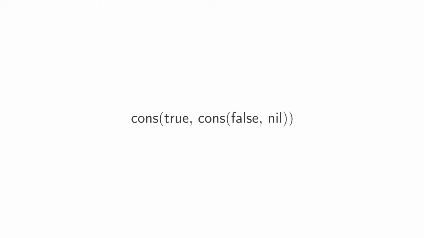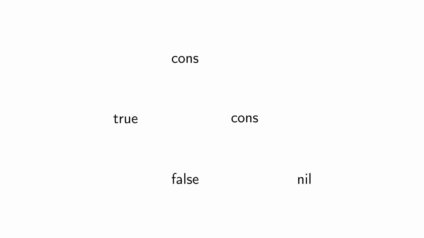For example, we'll say that this particular list covers the following two-way interactions: true, somewhere to the left of cons; false, to the left of cons; cons, to the right of another cons; false, to the right of cons. Note that this one isn't a direct parent-child relationship, it's transitive. And finally, nil to the right of cons.